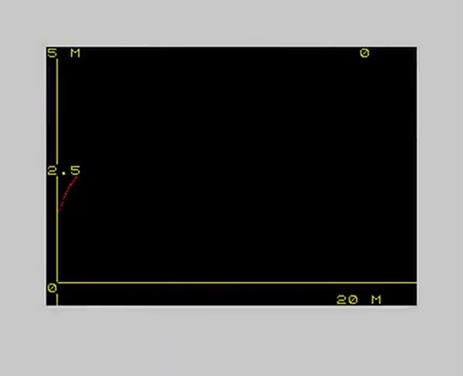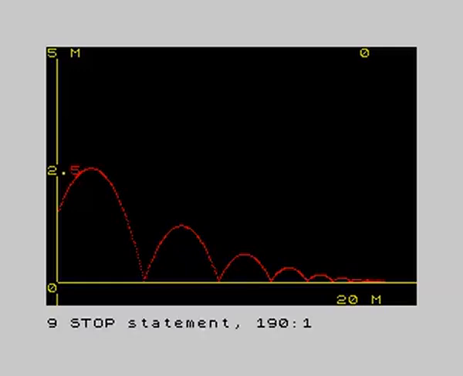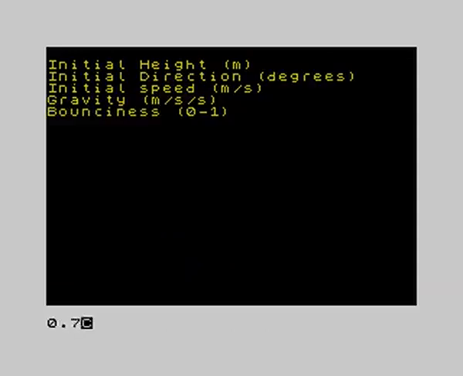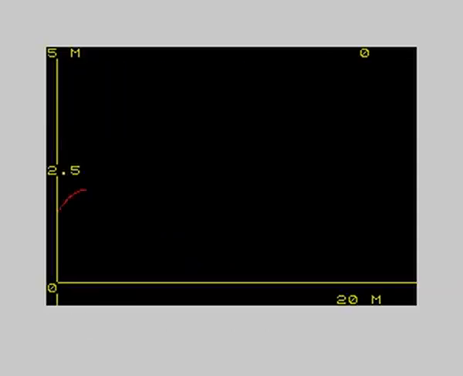Initial height 1.5 meters, initial direction 45 degrees, initial speed 5 meters per second, which is a gentle throw, Earth gravity, bounciness 0.7. We're going to repeat the experiment 4 times, the first time with a 45-degree angle. They provide subroutines for drawing of graphs, you can change the scale, and it's rather elegant. The ball rolls, goes up to 2.5 meters in height, and just makes it up to 20 meters. Run it again. This time we're going to throw at 60 degrees, a little bit higher.